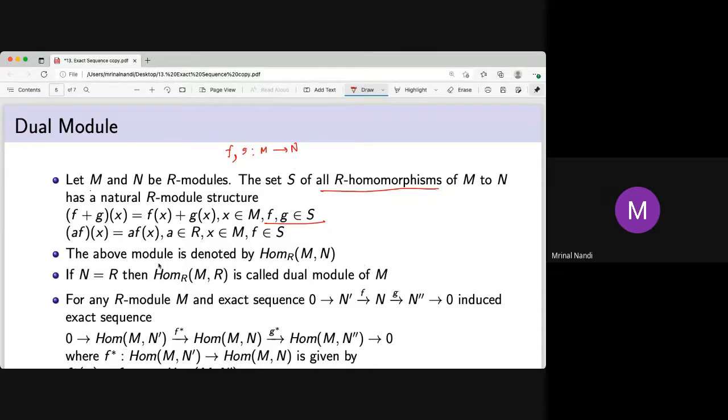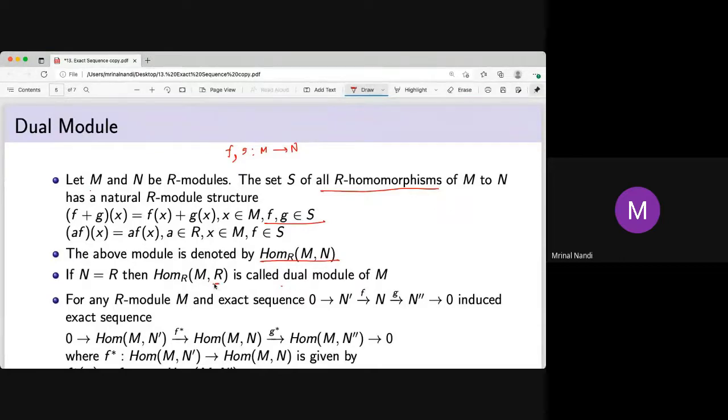Now this module is called Hom(M, N) with respect to R. That module is called the homomorphism module, Hom from M to N, the set of all R homomorphisms from M to N, like a vector space, like a dual space. Now if N equals R, that Hom from M to R is called a dual module.